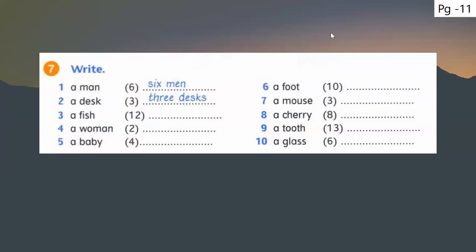Nowadays we use only fish, not fishes. Fishes is for a species query. These days we use only fish, so you can say fish and 12 fish. Saying fishes is not wrong, though.